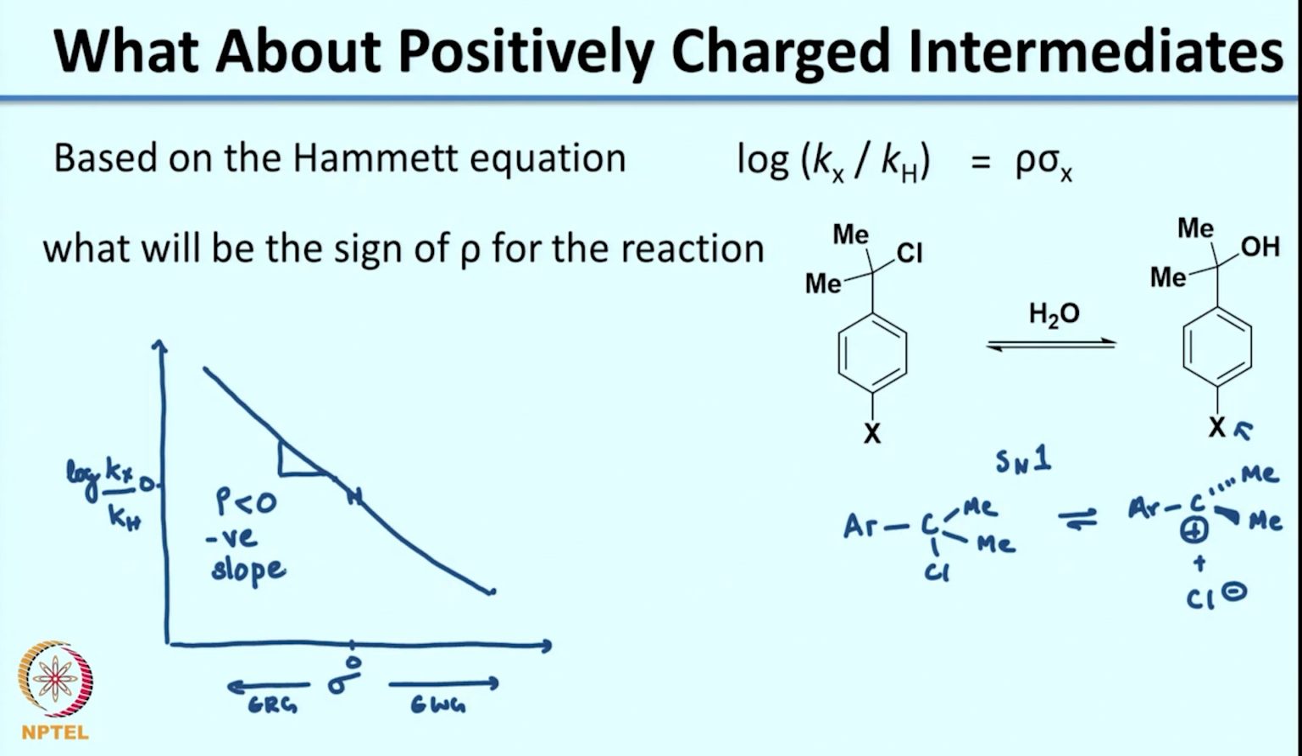And what would be the magnitude of this rho value? We will look at that later. So will it be more sensitive or less sensitive than benzoic acid? I would like you to think about this. So now what you see is, when you have a positively charged intermediate like this, you end up getting a rho value which is negative.